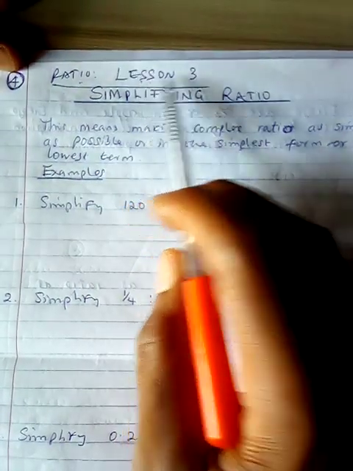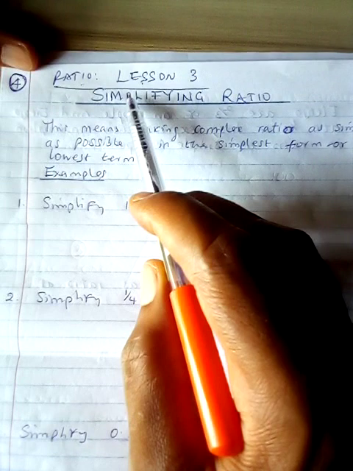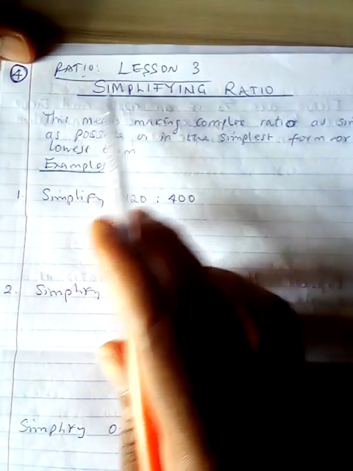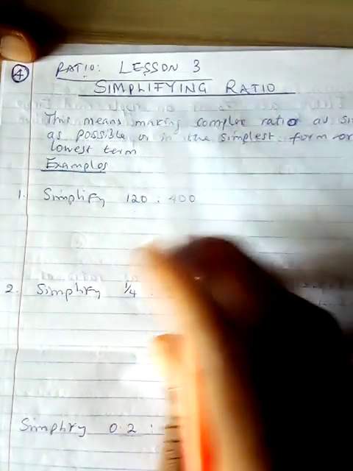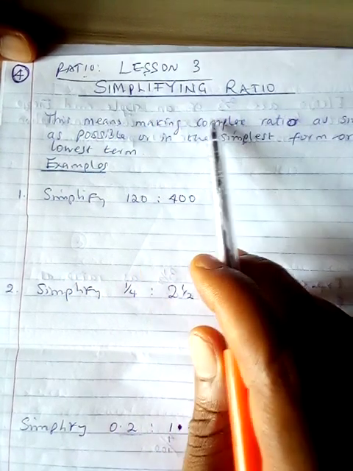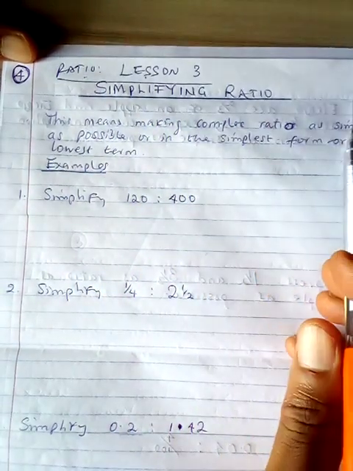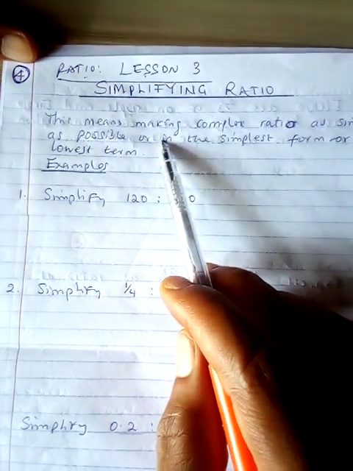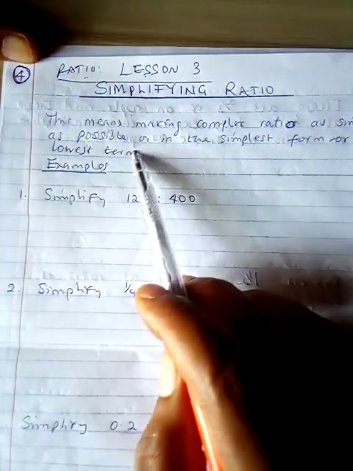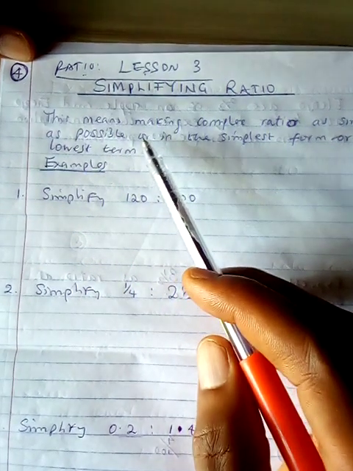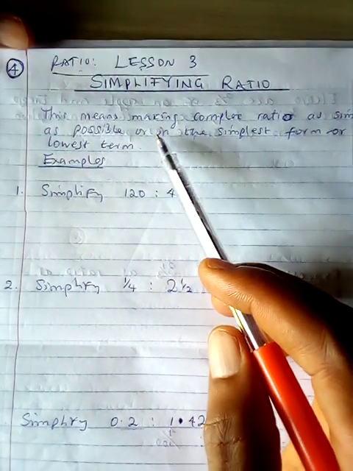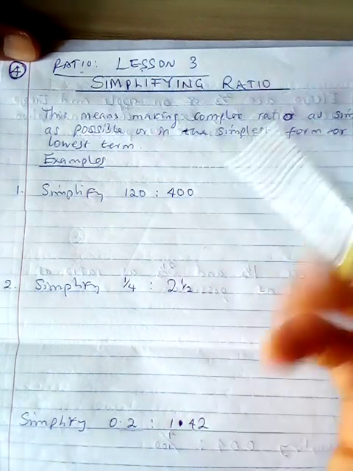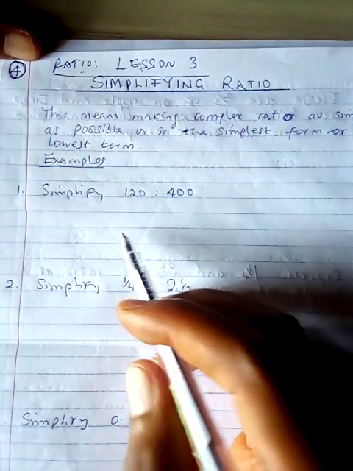This is our lesson 3 on ratio, and in this lesson we are going to talk about simplifying ratio. How to simplify ratio. Now, what is the meaning of simplifying ratio? This means making complex ratio as simple as possible, or expressing them in the lowest form or lowest term. So when you are given a complex ratio and you are asked to simplify it, that is how to simplify. Now we have the following example to solve.